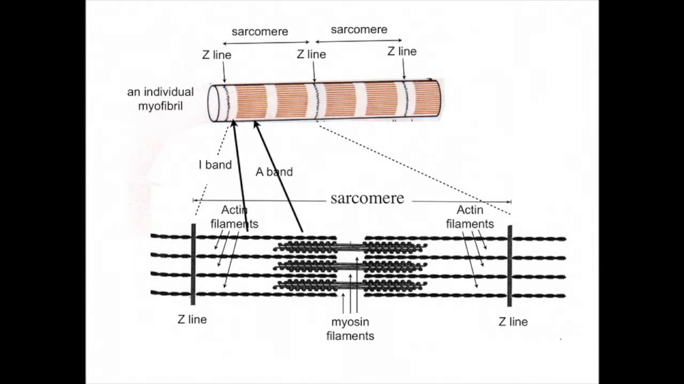Notice the light region next to the darker A bands. That region is lighter because it contains only myosin filaments. This central light region is called the H band. Thus, each sarcomere has striations because of the arrangement of the actin and myosin filaments.